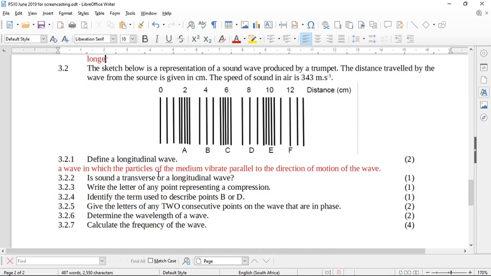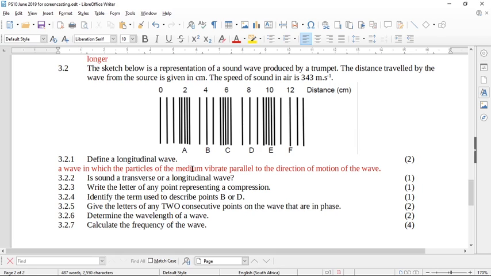Now we come to the sketch of a longitudinal wave. Okay, the sketch below is a representation of a sound produced by a trumpet. The distance traveled by the wave from the source is given in centimeters. So can you see here? 2, 4, 6, 8, 10, 12 centimeters. This is the distance. Then they say to you the speed of sound in air is 343 meters per second.